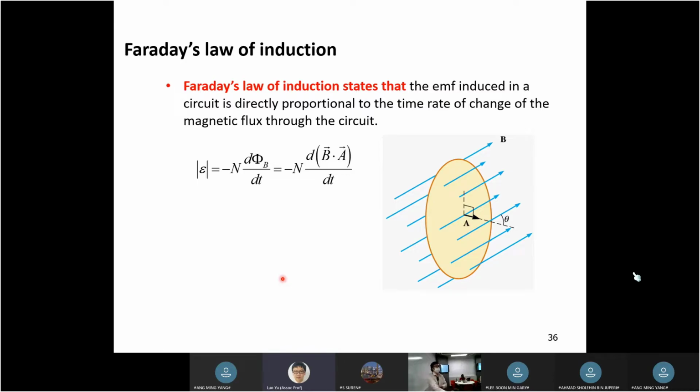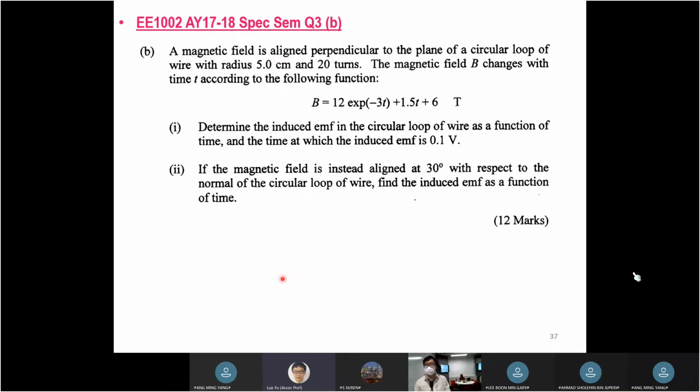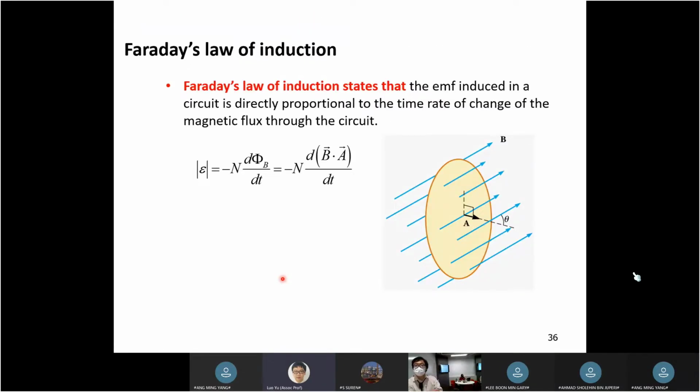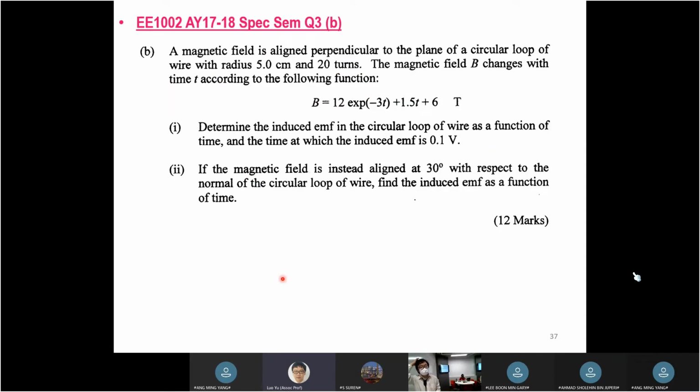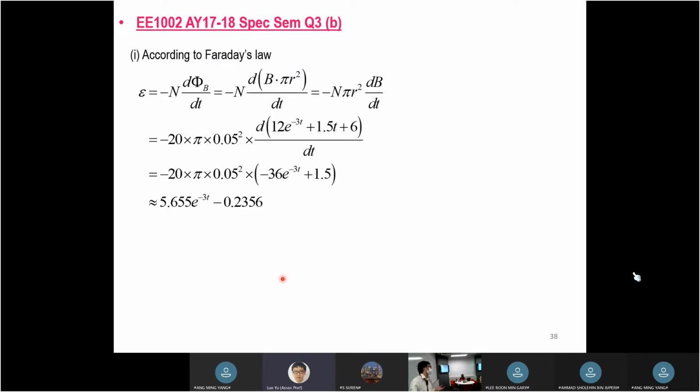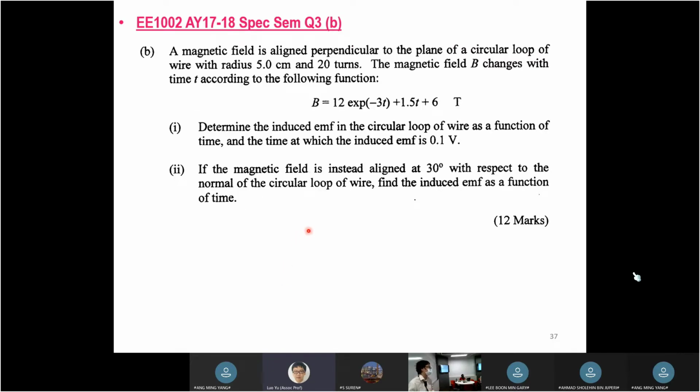Then Faraday's law. For Faraday's law, I think it's quite easy. It just says that EMF is induced by the time rate of change of the magnetic flux. We have a past examination paper question, but I have already talked about this question in the tutorial about Faraday's law, so I will not spend time to go through it. If you want to know the solution, you can refer to my previous slides or my previous recording, because this question has really been talked about.